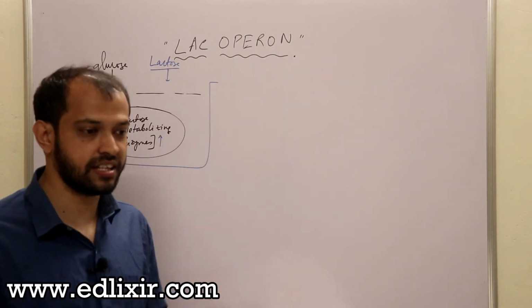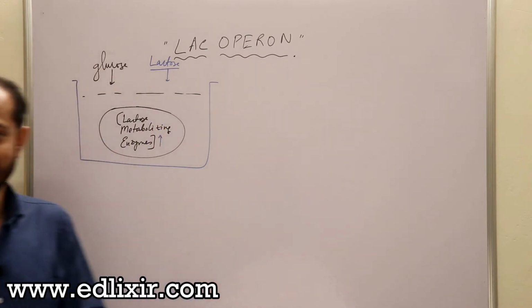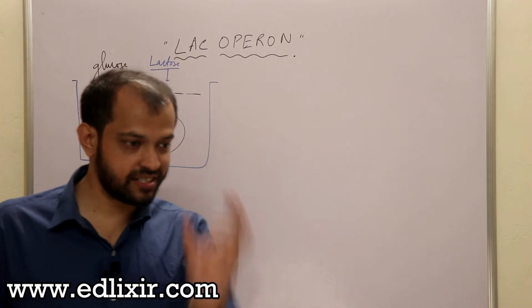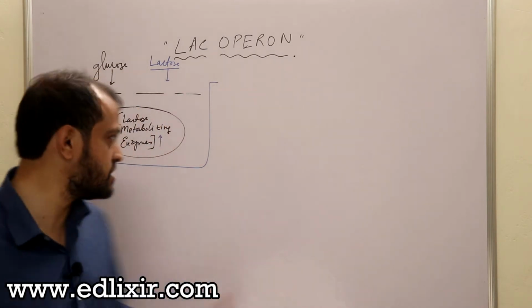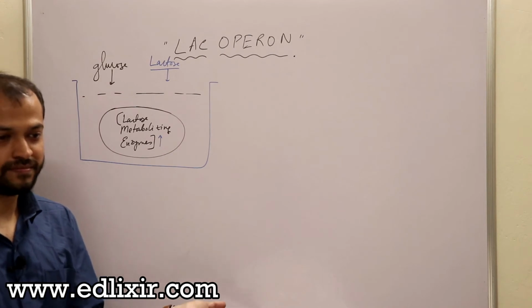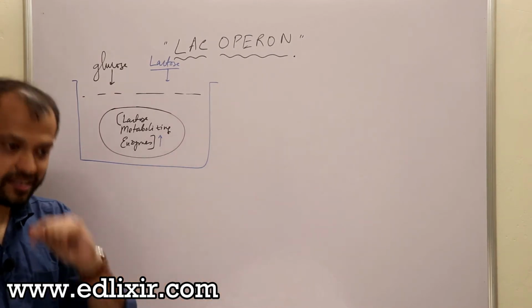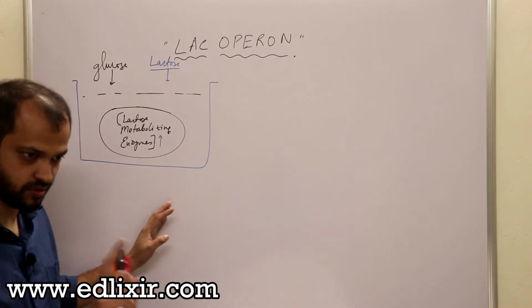Okay, Lac Operon is nothing but control elements for structural genes. You have got your answer. Okay, Lac Operon means structural genes, those genes associated with lactose metabolism, plus their controlling elements. That's it. So simple. But to understand this particular simple thing, you need to understand what is going on.